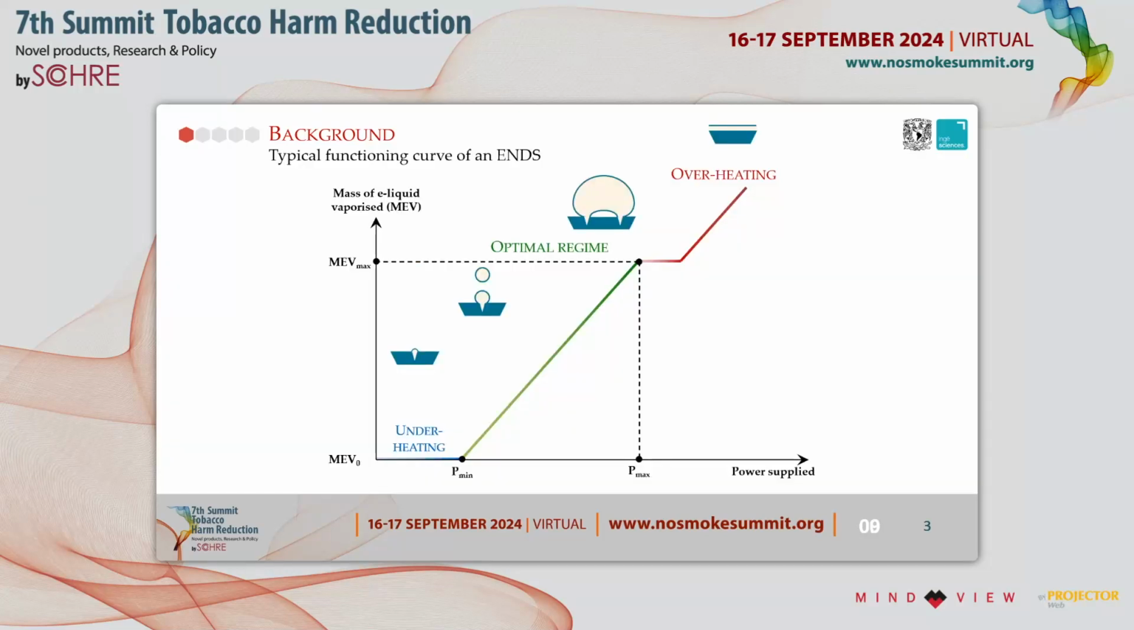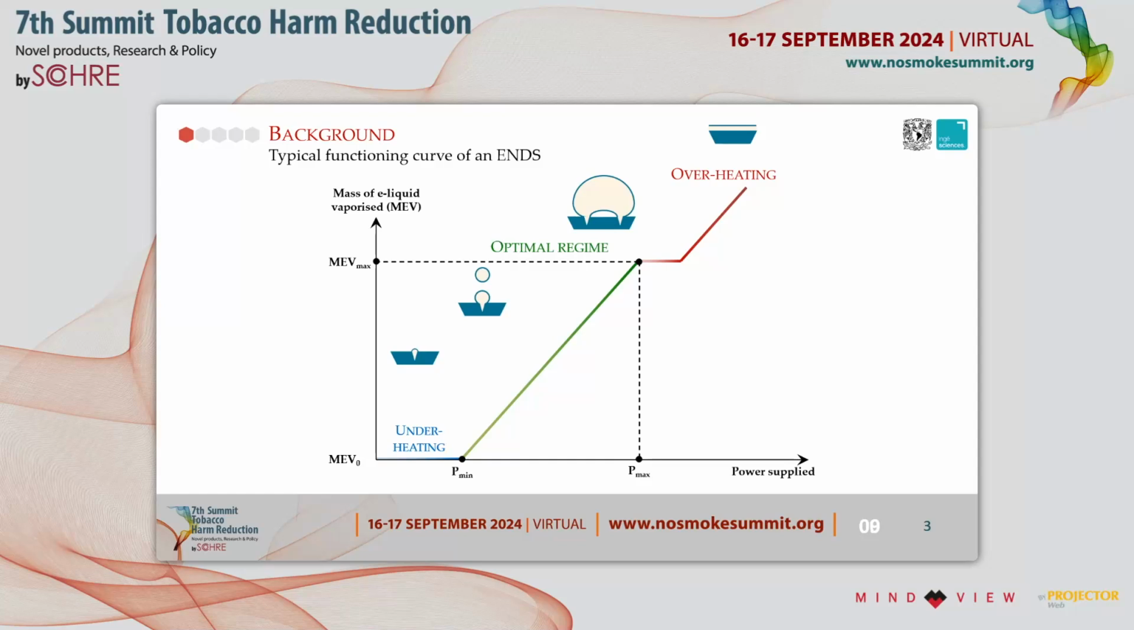This curve is a typical functioning curve of an ENDS. It links the mass of a liquid vaporized to the power supplied. There are two specific powers called the minimal and the maximal powers. Below the minimal power, the mass of liquid vaporized is a constant value close to zero with low airflow.